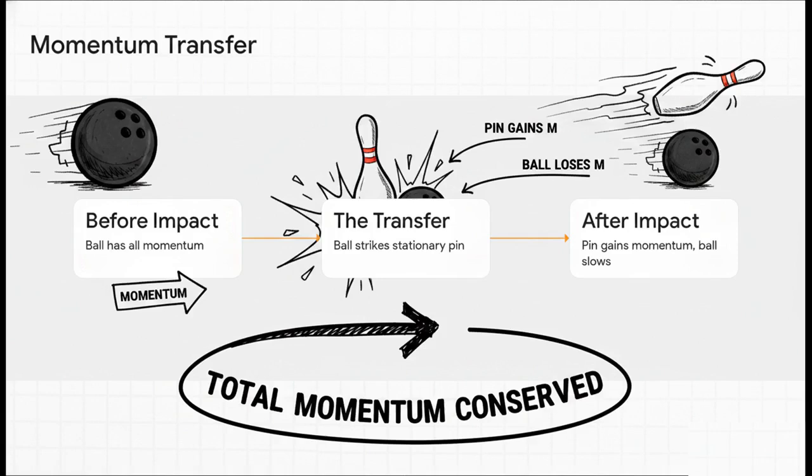As the pin gains momentum and goes flying backward, that heavy bowling ball must lose momentum and slow down. The total momentum of the ball and the pin together after the crash is exactly the same as the ball rolling all by itself before the crash.